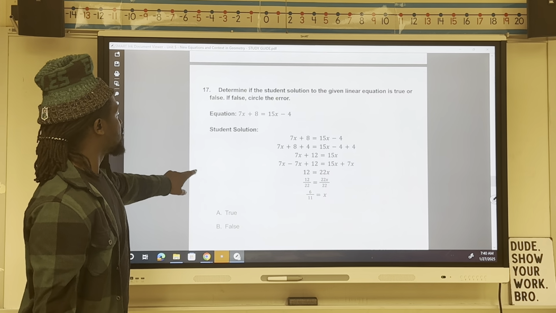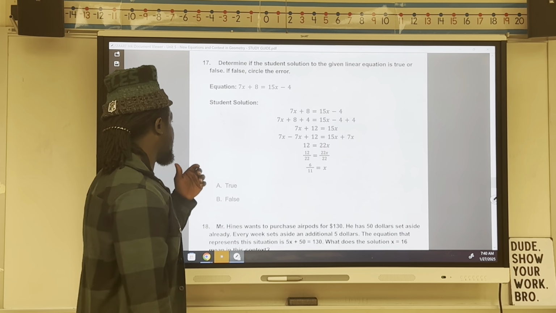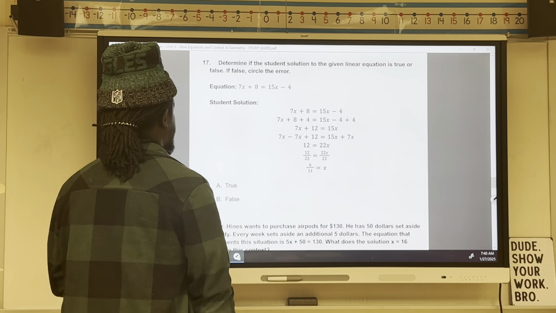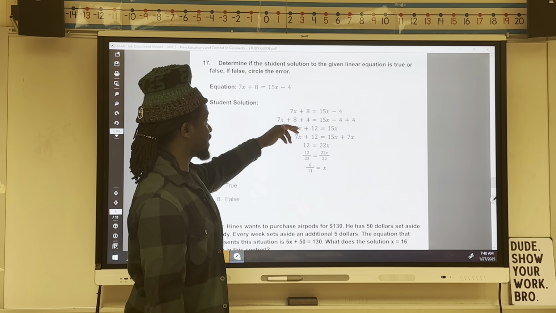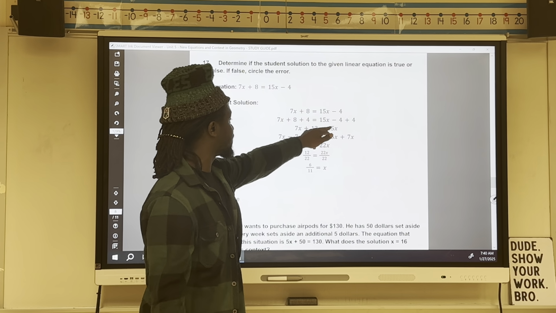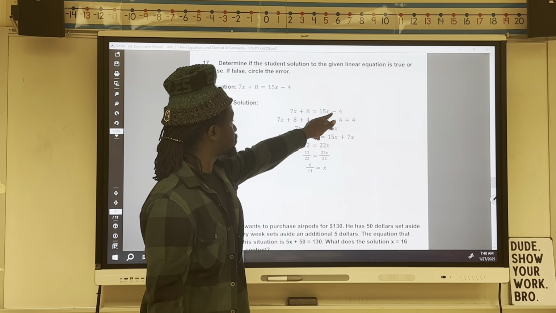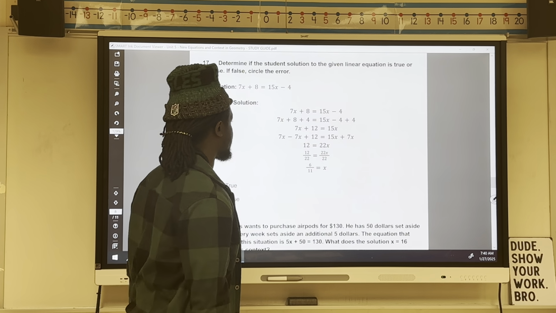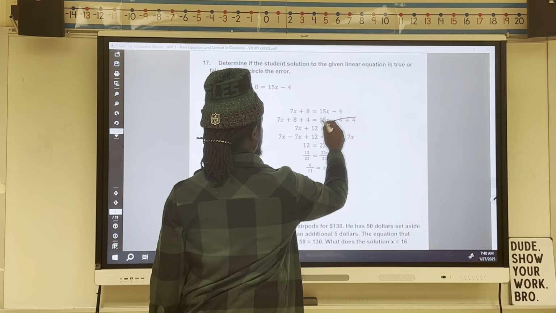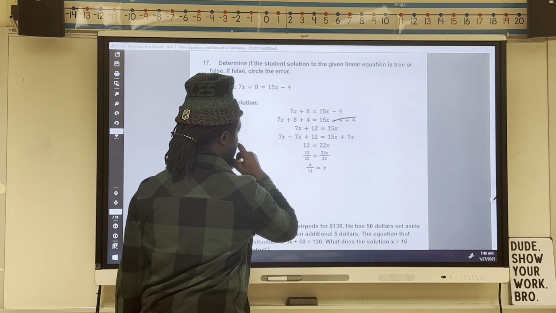All right, moving on. Determine if the student gets the correct solution to the given linear equation, true or false, all right? So if I'm solving this, I'm trying to get the x's by itself. They started by adding 4 to each side, okay? So that's right, because I got to do the inverse operation. That cancels those 4s, right? And that gives me 12, good.